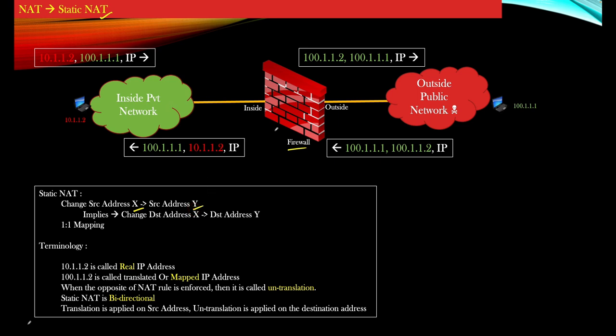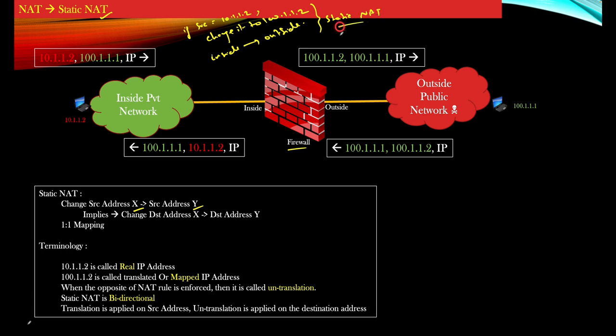So let's say as an administrator, I install the static NAT rule on this firewall device, and my rule says that if the source address of the packet is 10.1.1.2, then change it to 100.1.1.2 for all the packets which are going from inside to outside. So this is my static NAT rule.